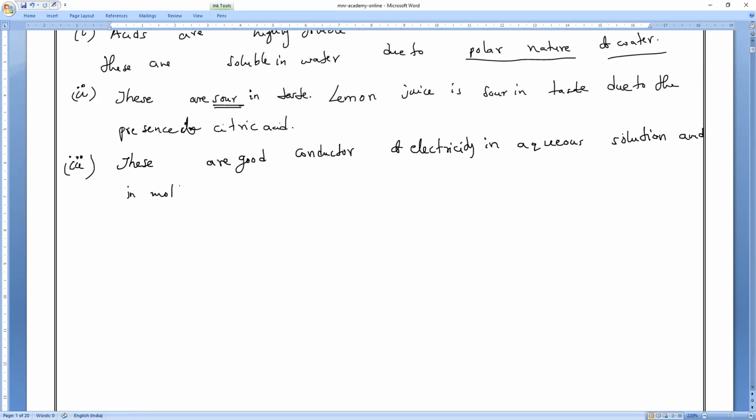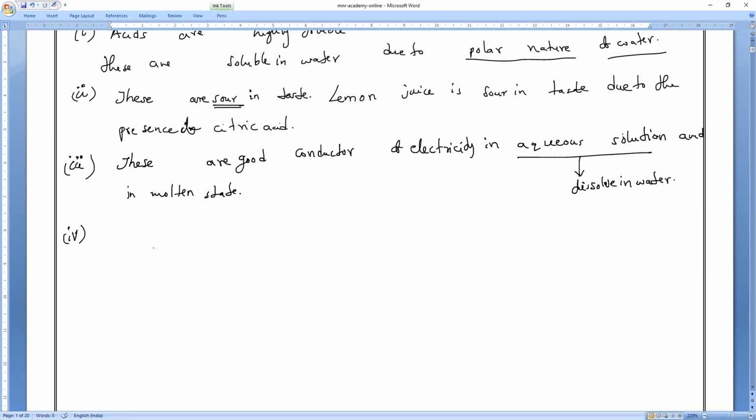So, when these acids are in molten state or in aqueous state, what do you mean by aqueous state? Dissolved in water. Then they are very good conductors of electricity.